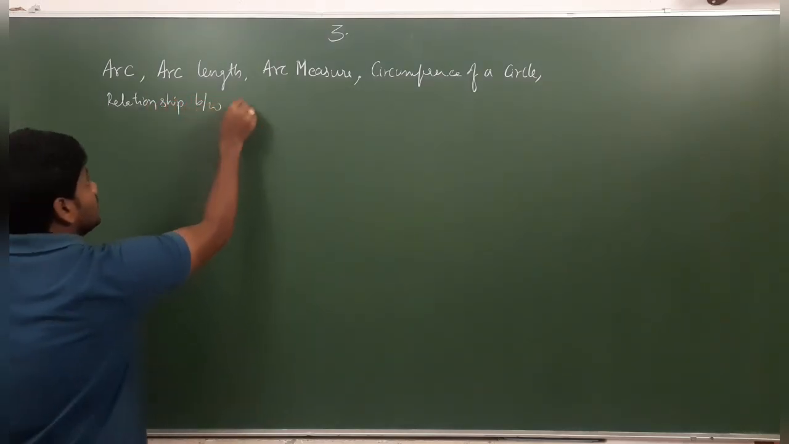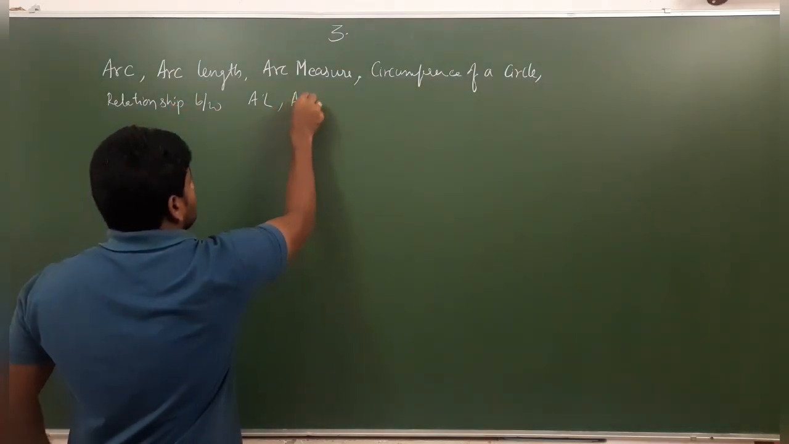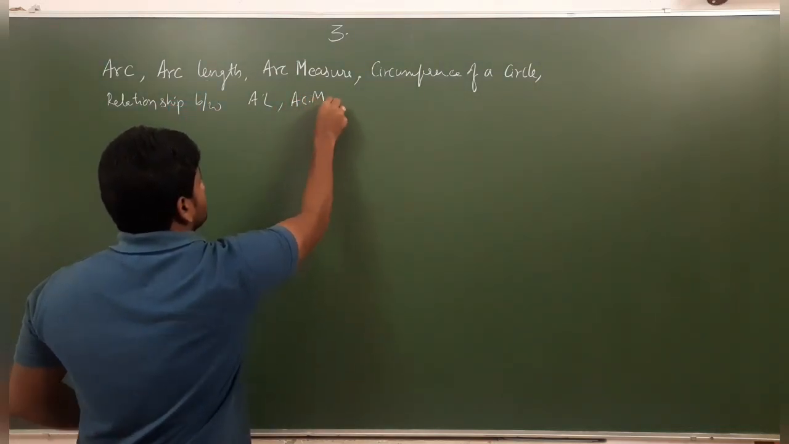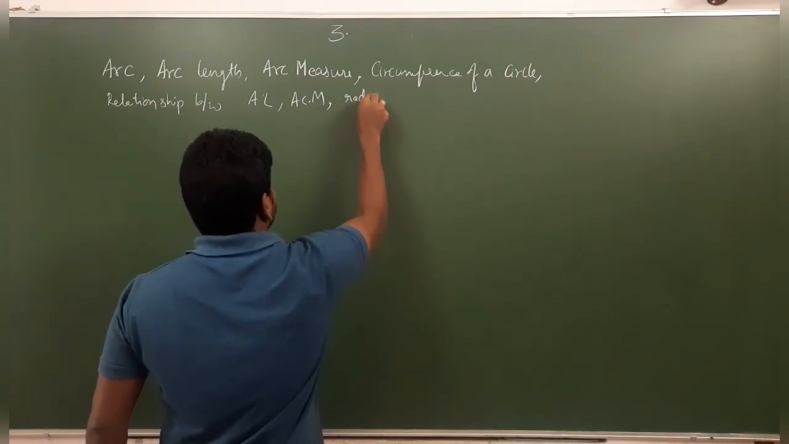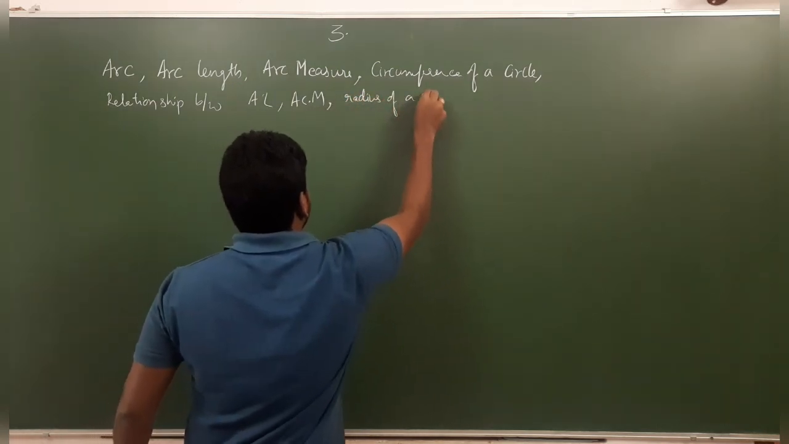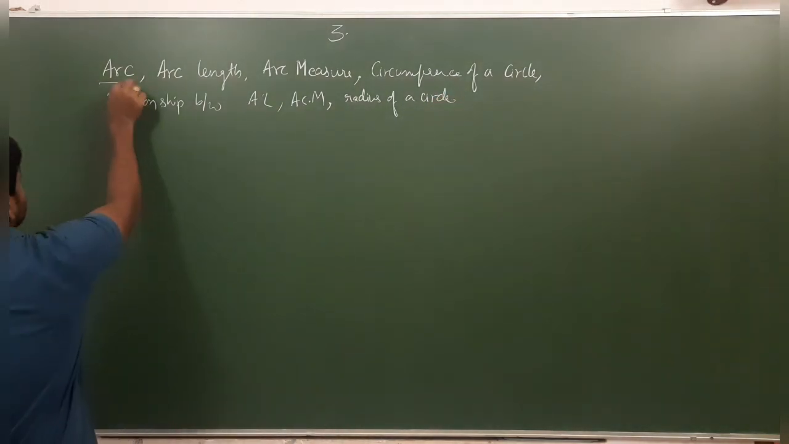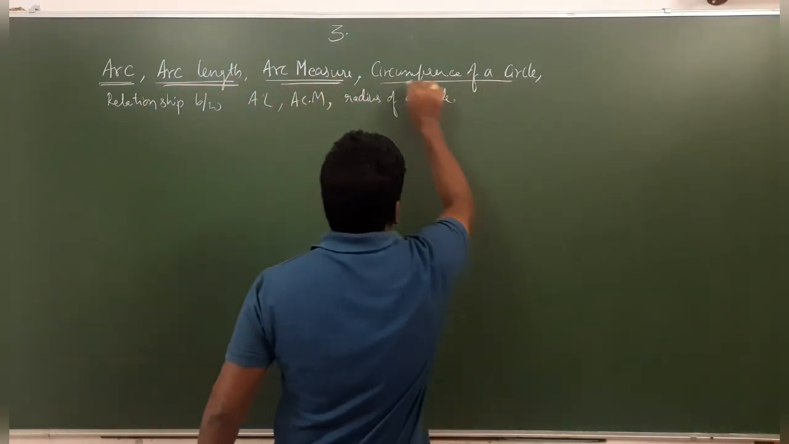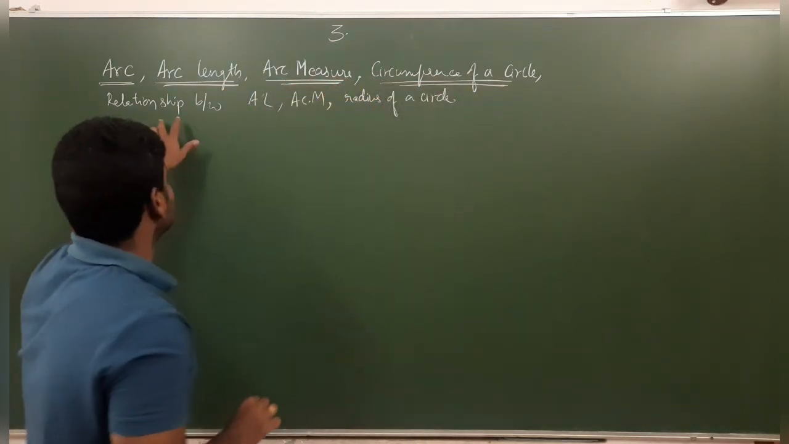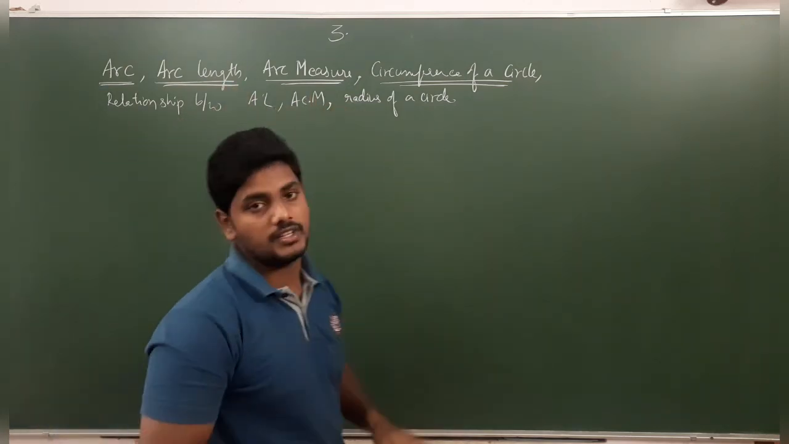between arc length (AL is nothing but arc length), arc measure, and radius of a circle. So these are the topics we are going to discuss now. That is, first one arc, arc length, arc measure, and circumference of a circle. And the next topic is the relation between AL, nothing but arc length, arc measure, and radius of a circle.